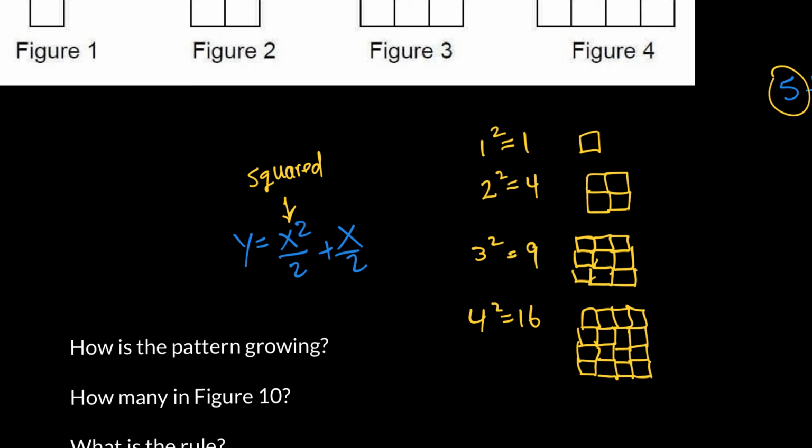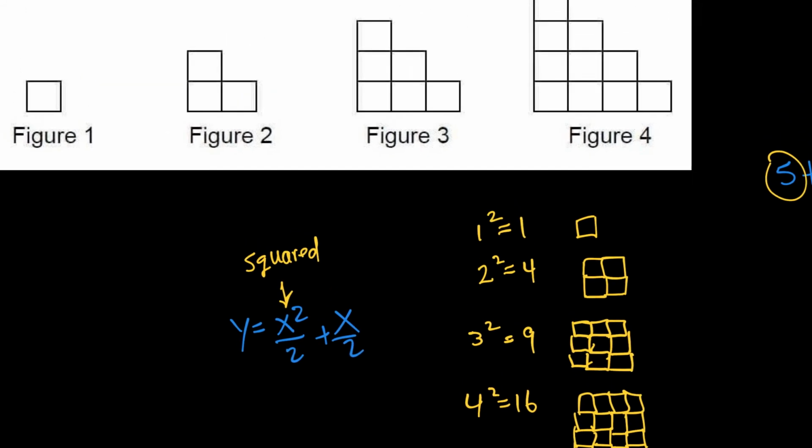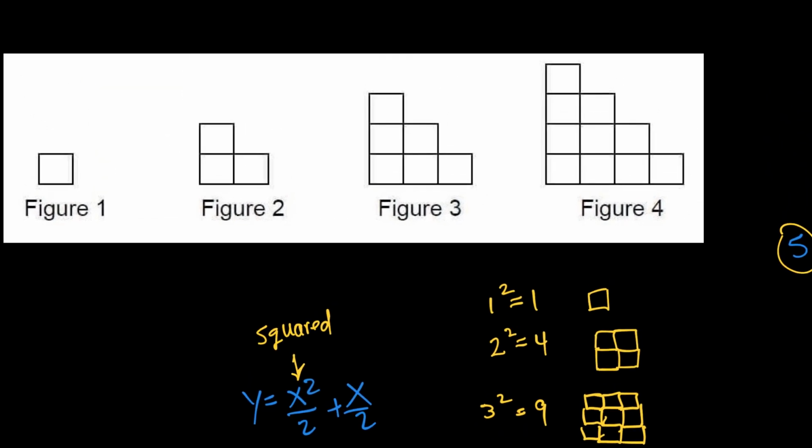So what this is telling me is, if I take half of a square, here's a square, and I take half of it, plus half of the number that I'm working on, I got it. Let me show you that in action. So what I saw is this.